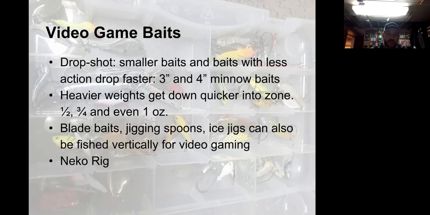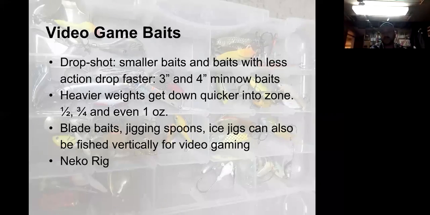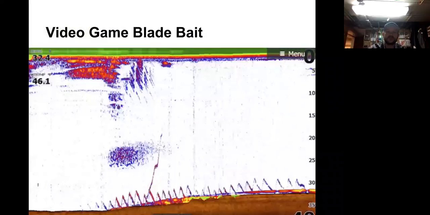You can also do it with blade baits, jigging spoons. They're heavy. They get down really quickly. Ice jigs, that's a thing that I use quite a bit. Like the Rapala ice jig. It has a treble hook on the bottom, and it has a single hook on the top. I think I actually have one sitting over here. I'll grab that in a minute. But that's another great technique for video game fishing. But really, it's anything that you can be fishing vertically. Neko rig as well. It's actually Neko rig, but everyone calls it a Nico rig.